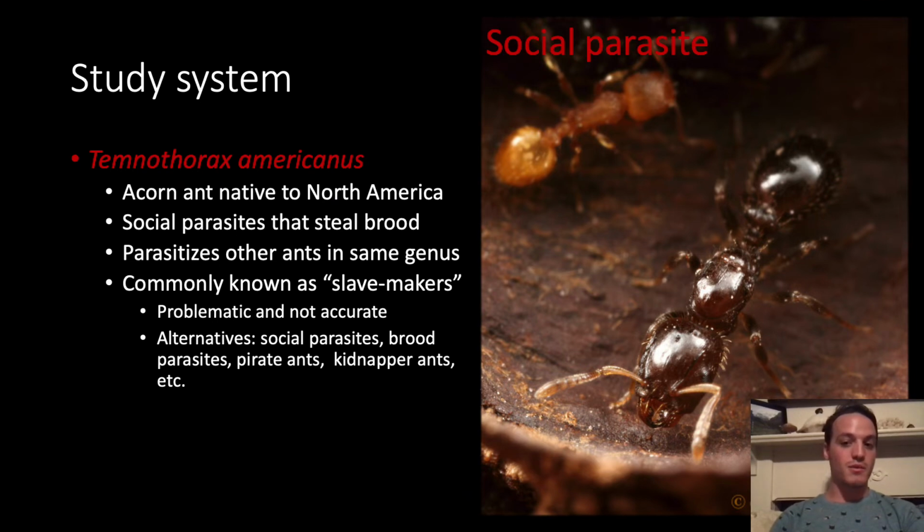Even Darwin referred to them as such in The Origin of Species. And I think this is a harmful term and actually doesn't really describe what's happening very accurately, and therefore shouldn't really be used. I use the term social parasites since these ants use social behavior to parasitize host colonies in order to increase its own colony size. But there are several different alternative terms that you can use to replace that with, some of which I list here.